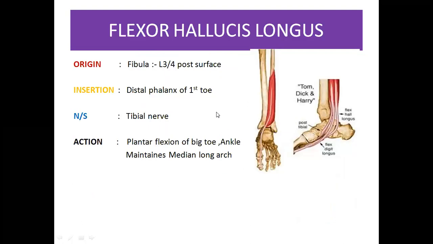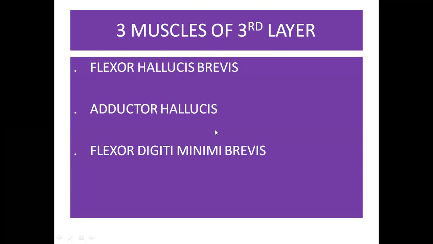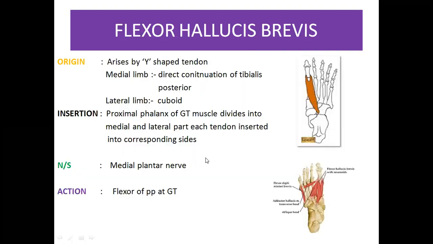The next muscle is flexor hallucis longus, which comes from the lower three-fourths of the posterior surface of the fibula, and insertion is the distal phalanx of the first toe. Nerve supply is the tibial nerve, and this muscle helps in plantar flexion of the big toe, and it maintains the medial longitudinal arch. Third layer muscles are flexor hallucis brevis, adductor hallucis, and flexor digiti minimi brevis.